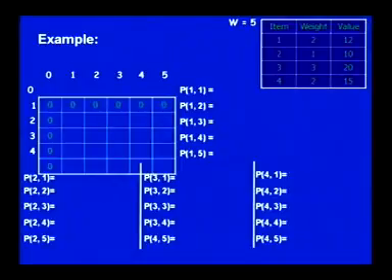This is another example. This example is given in Anany Levitin. This book also you can refer. The problem that is given in that particular book is 4 items, and these are the weights of those items, and these are the various profits.